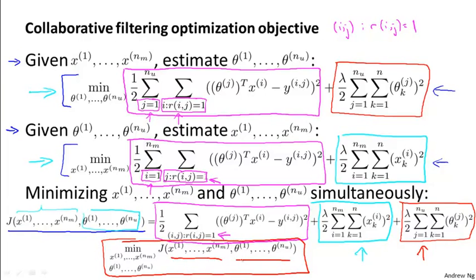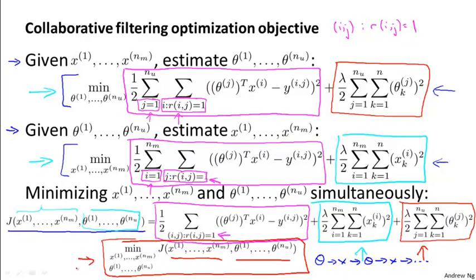And really the only difference between this and the older algorithm is that instead of going back and forth, previously we talked about minimizing with respect to theta, then minimizing with respect to x, minimizing with respect to theta, minimizing with respect to x, and so on. In this new version, instead of sequentially going between the two sets of parameters x and theta, we're just going to minimize with respect to both sets of parameters simultaneously.